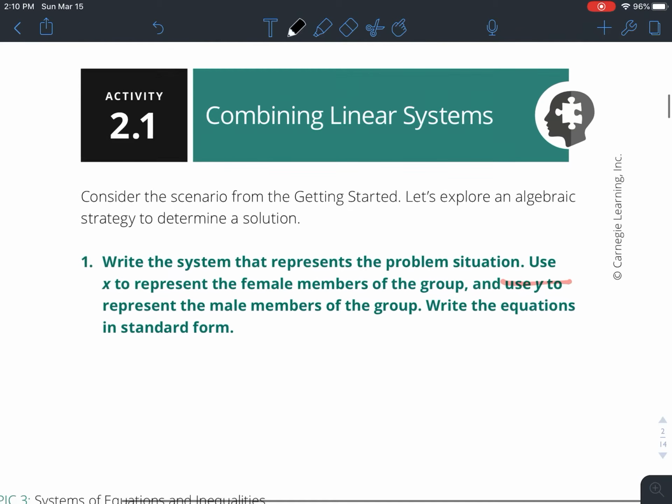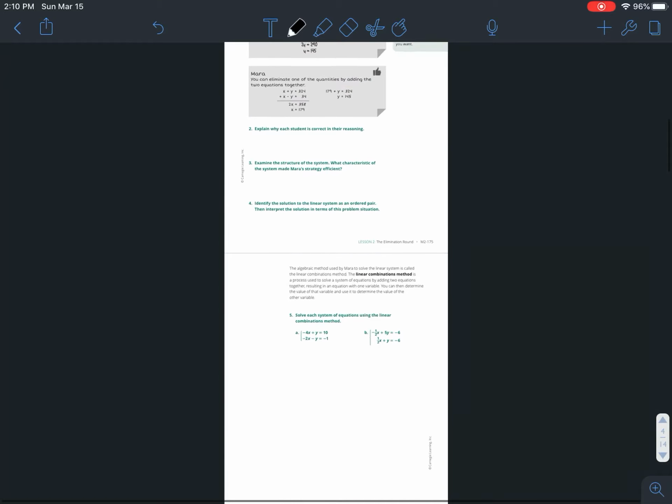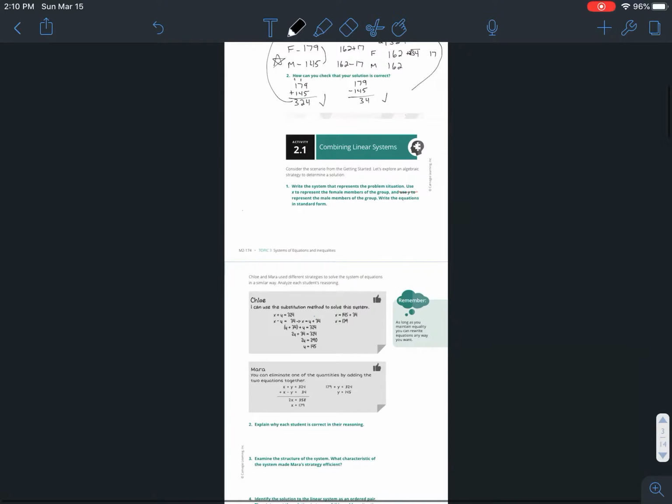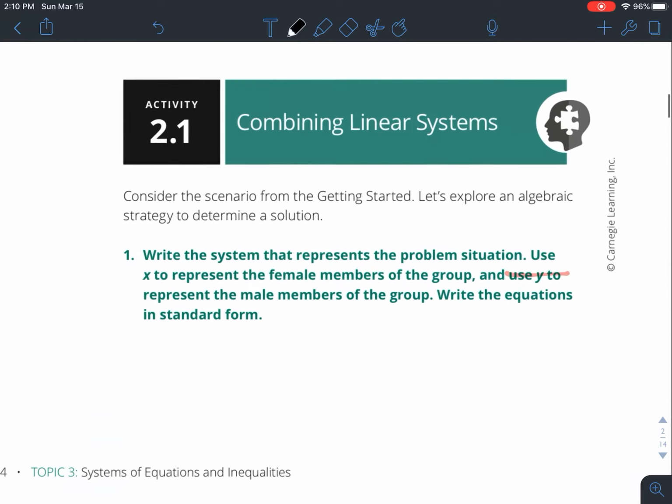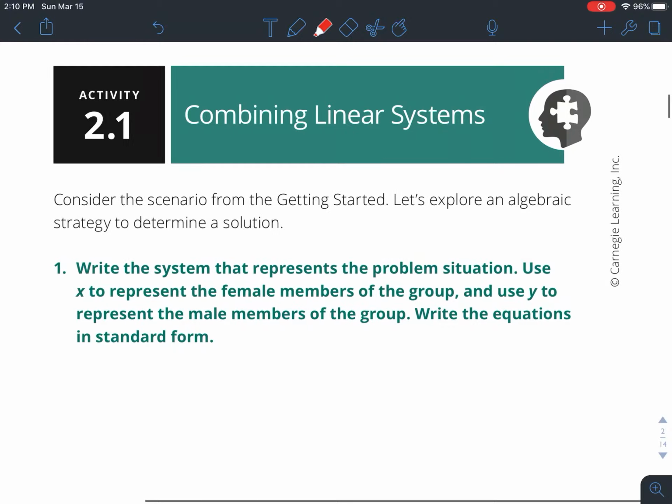Now, as I said, I'm going through lesson 2.1 as well with this. So the next 2 pages, you need to be writing down and following along with what we are doing. So 2.1, it says, consider the scenario from getting started. Let's explore an algebraic strategy to determine a solution. So it says, write the system that represents the problem situation. Use X. Once again, we are annotating. Use X to represent females.